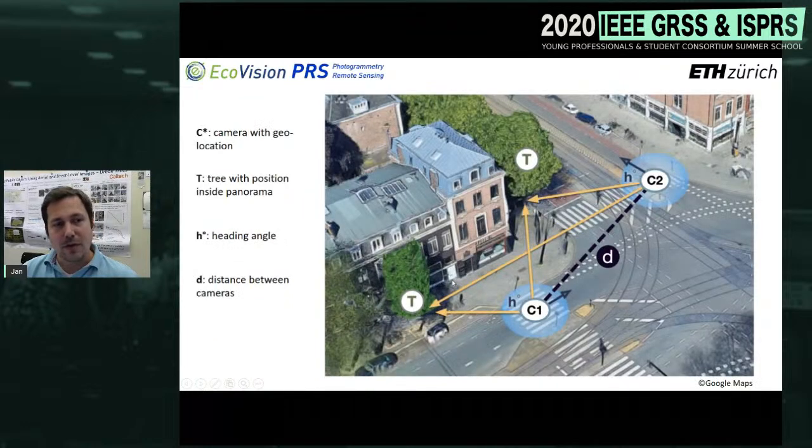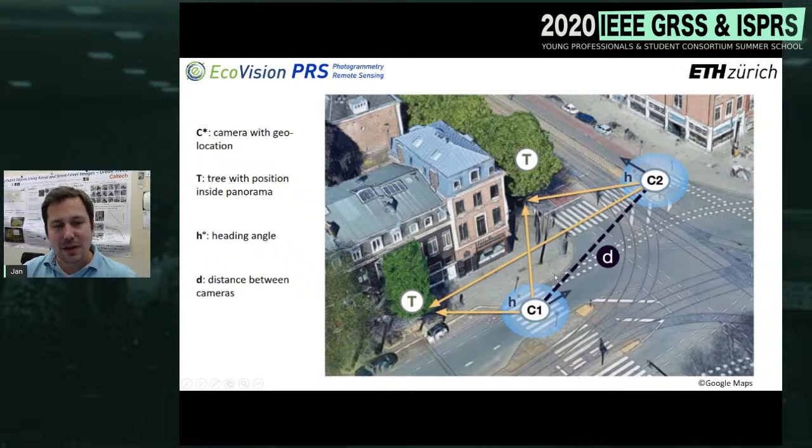And an overall idea was, when you look at this, this is a visualization from Google Maps with a 3D view, and you put in the tree T here, another tree T, and then many, many more, and those are the cameras here, C1 and C2, and you have a certain distance between them that you can roughly compute given the GPS data that comes with panoramas, and you have a heading and so on.